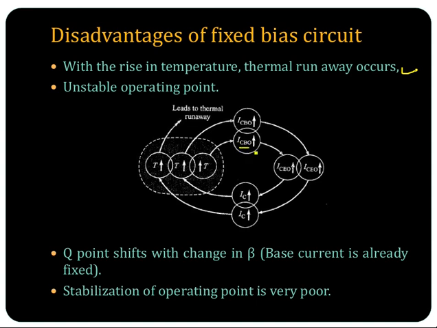As temperature increases, ICBO increases, which causes an increase in ICEO, and that causes an increase in IC. And if IC increases, obviously the operating temperature of the transistor will increase. So this will go on like this. It will cause a further increase in ICBO, and ultimately it will lead to thermal runaway. Also, the Q point is shifting with change in beta. As beta changes, again the Q point is changing. So the stabilization of the operating point is very poor if you use a fixed bias circuit.